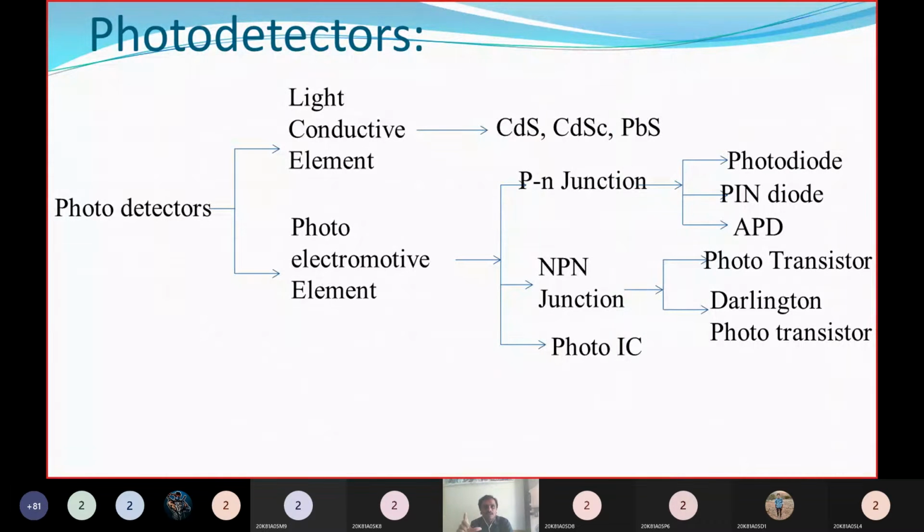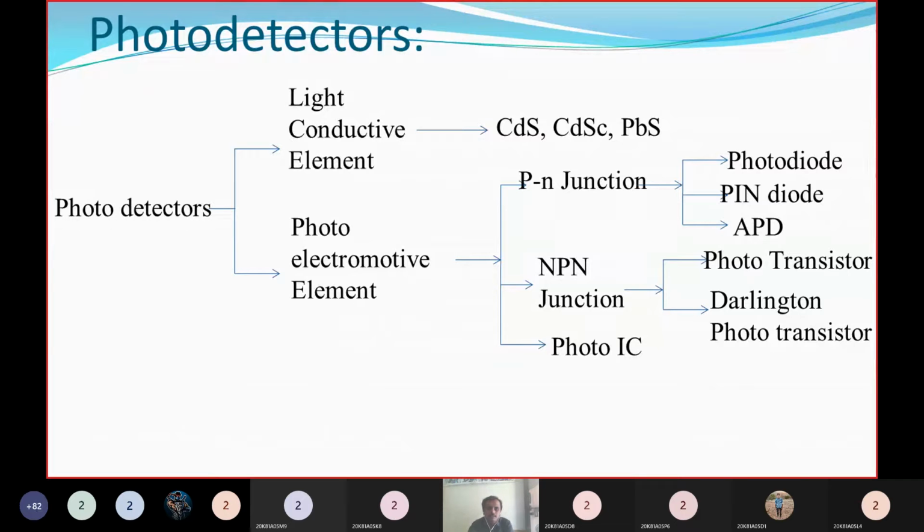In a photodetector, due to the absorption of light, electrical current will flow through the circuit. Why it flows through this circuit, I will explain. In this case, photo energy is converted into electrical energy. Based on this principle, photodetectors work.